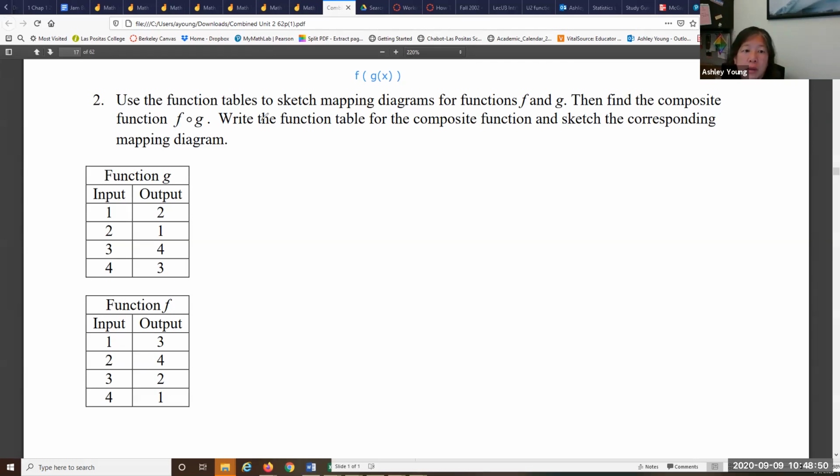F of, and I can change the color too. F of what? F of g of x. So looking at this, what do I do first? What happens to x first? G, right? G happens to x first. I throw x into g, and then that output I throw into f. So for f of g, you do g first. So first we're going to do g. So here's my g of x.